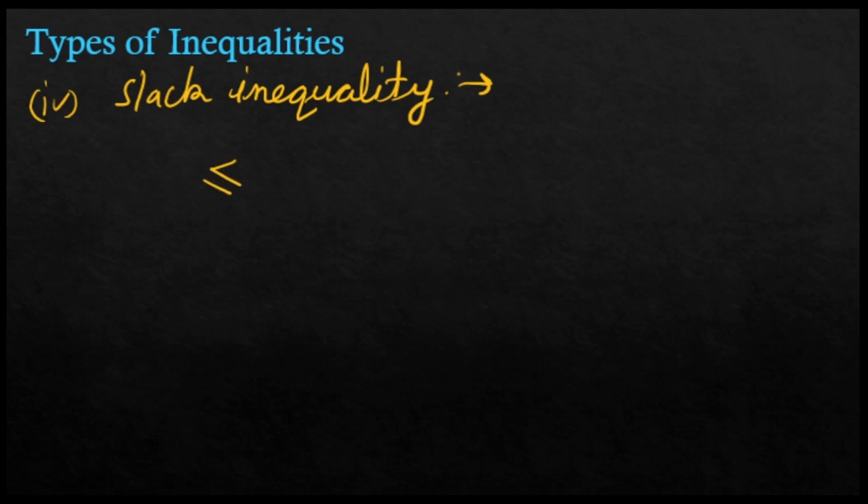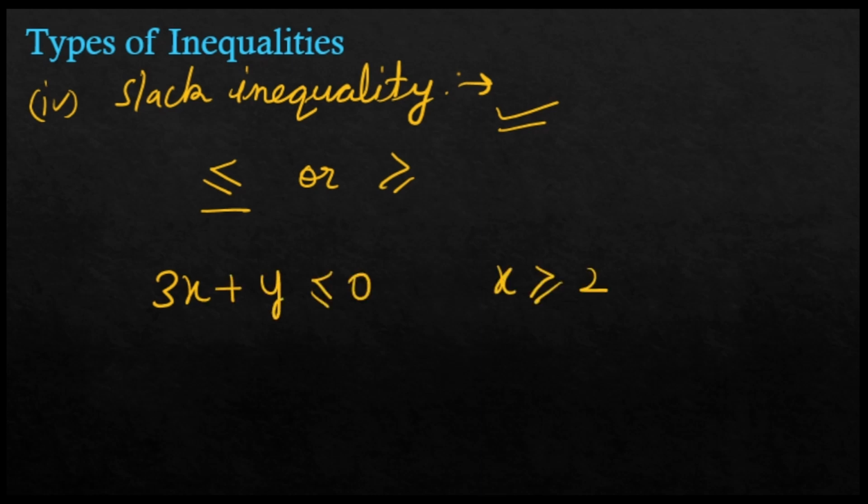Fourth, slack inequality. An inequality which has this sign or only this sign is called a slack inequality. Example: 3x plus y. Both are examples of slack inequality.